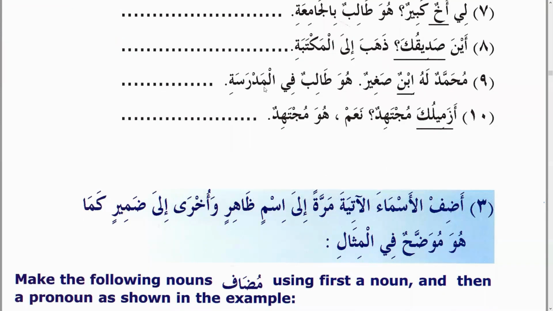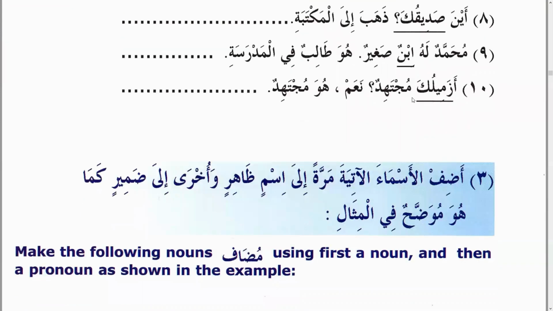Hum tullabun fil madrasa. Azamiluka mujtahidun. Next one, last one. Is your classmate hardworking? Naam huwa mujtahidun. Yes, he is hardworking. Zamil plural is zumala'u. Zumala'uka mujtahidun. Mujtahiduna, right? Because this also should be plural. Subject, predicate should match. Azumila'uka mujtahiduna. Naam hum mujtahiduna.